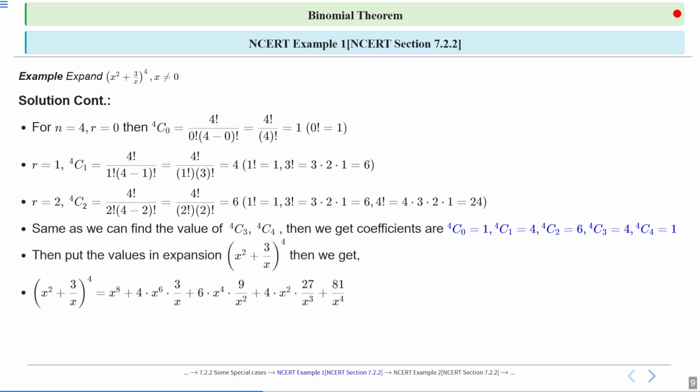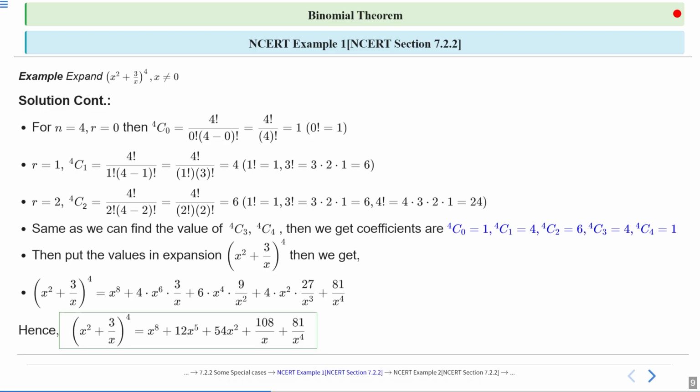Then put the values in the expansion of (x^2 + 3/x)^4. Then we get (x^2 + 3/x)^4 equal to x^8 + 4 times x^6 into 3/x + 6 times x^4 into 9/x^2 + 4 times x^2 into 27/x^3 + 81/x^4.